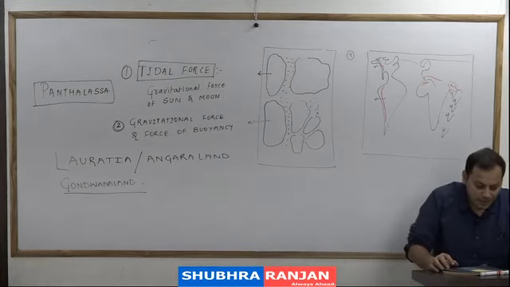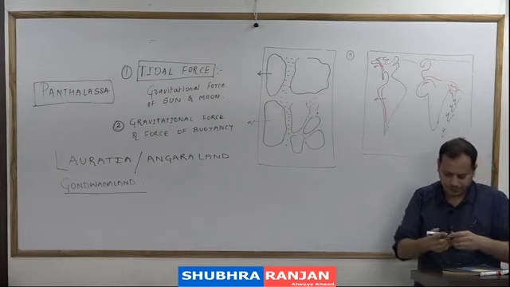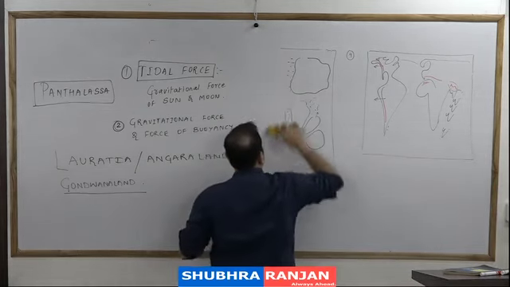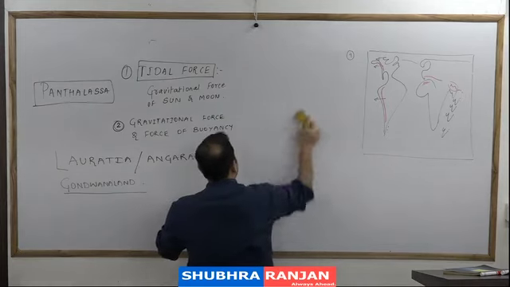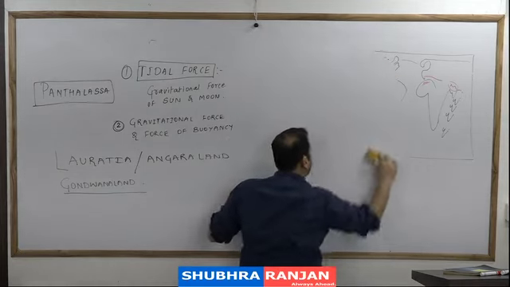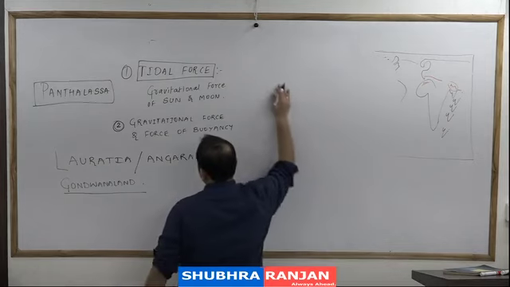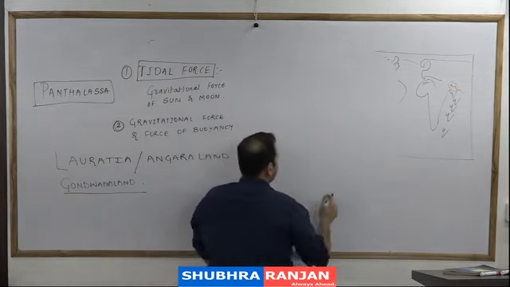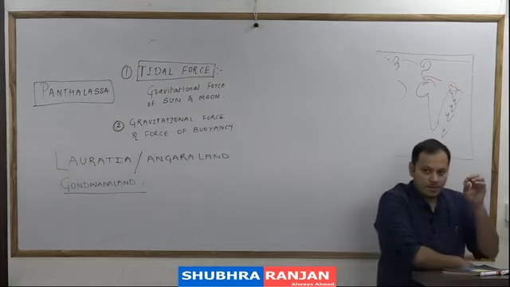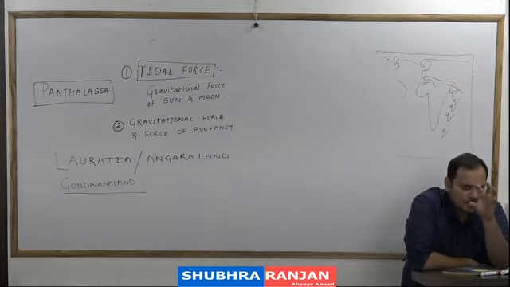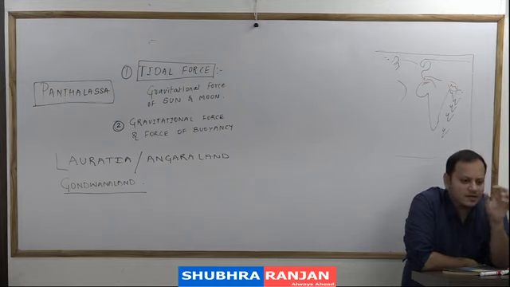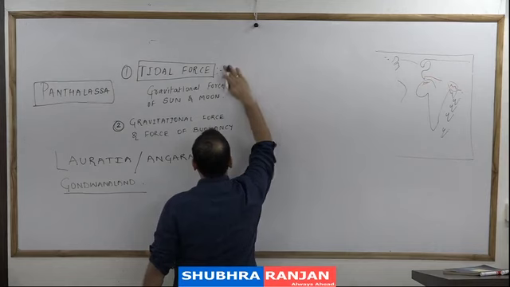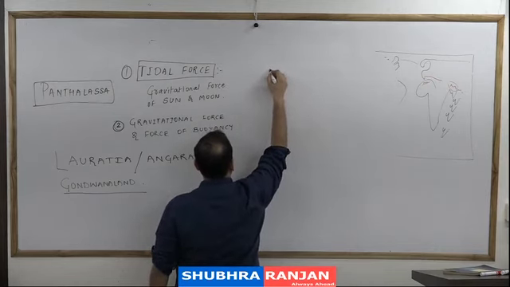Next point, after the Carboniferous period, the broken parts, broken parts मतलब Laurasia and Gondwana land, started drifting either northwards and southwards.